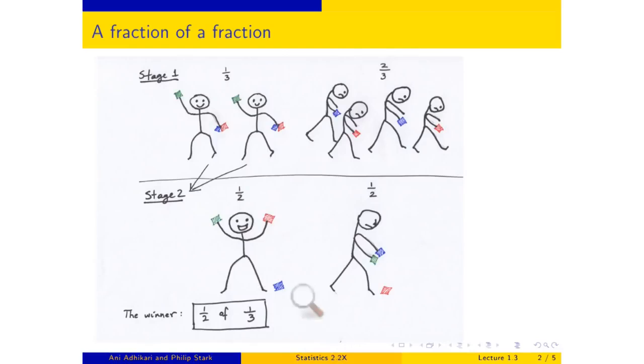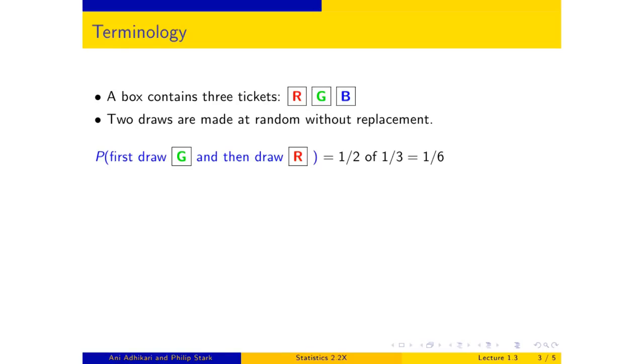And so yes, the answer is 1/6. We started out with a bunch of people, 1 out of 6 of them remains. So formally, what just happened? Well, here's the problem again, and what we noted was the chance of first getting the green and then the red is 1/2 of 1/3, that is 1/6.